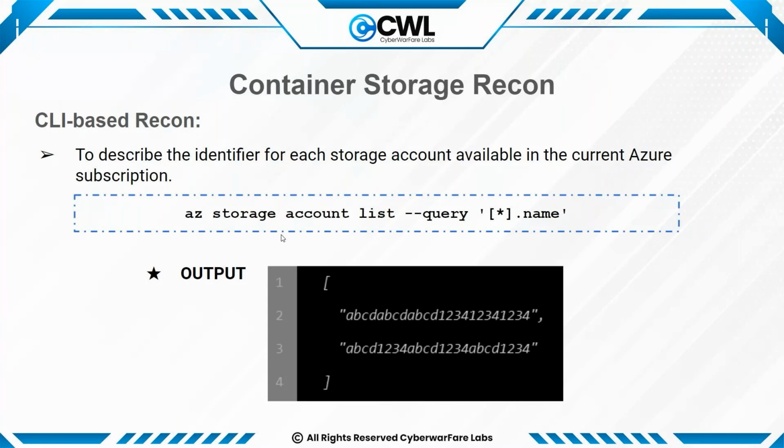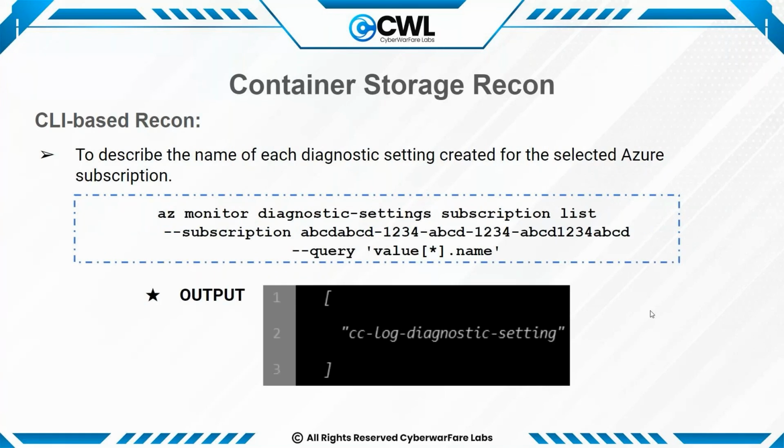This particular Azure CLI command is employed to list all the Azure storage accounts within the current subscription. The storage account list subcommand is used to list all the storage accounts, and the --query parameter specifies a JMESPath query to filter the output. The purpose of this command is to retrieve a list of names of all storage accounts associated with the current Azure subscription.